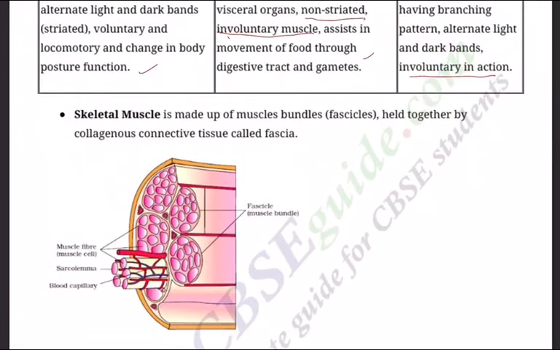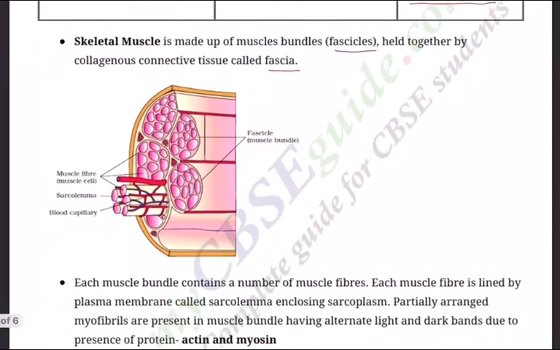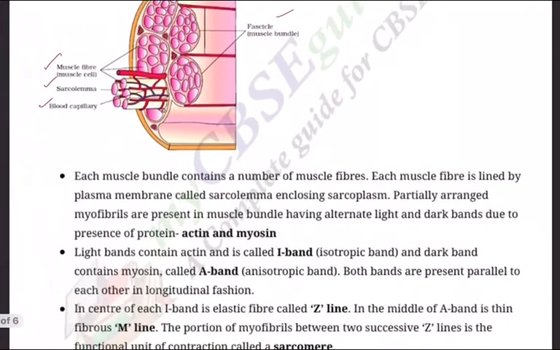Skeletal muscle is made up of muscle bundles, these are called fascicles, held together by collagenous connective tissue called fascia. When we take the section of a muscle, this is how the skeletal muscle section will appear. Now what is it that you need to observe? First, fascicles, muscle bundles, you can see the bundles, and focus on one bundle. You will see inside the bundle muscle fibers, the myoplasma we say, and then sarcolemma, the outer membrane of the muscle, and a lot of blood capillaries which supply blood to the muscles. So the skeletal muscles are having these parts.